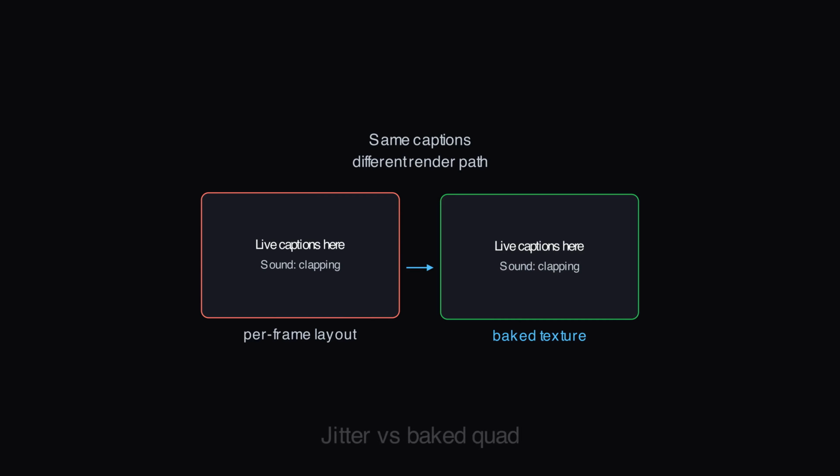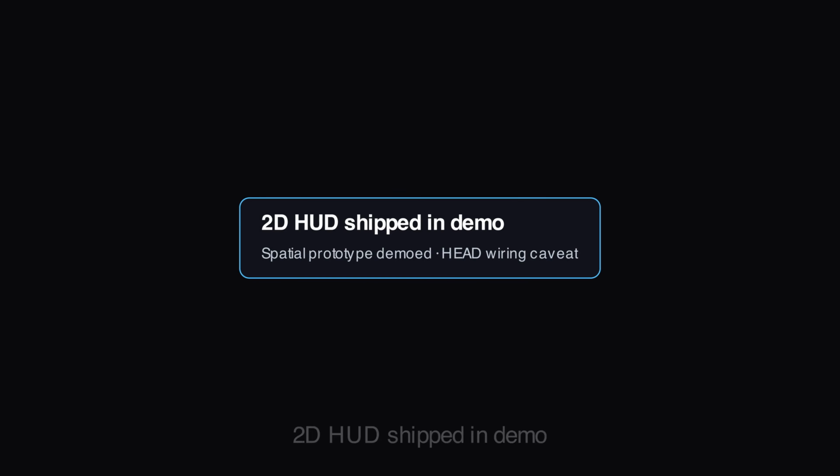Same caption content, different render path. Per-frame layout jitters the HUD. The baked texture stays pinned to the scene. What we actually shipped in the demo: a 2D heads-up display overlay, not the full world-space texture path.